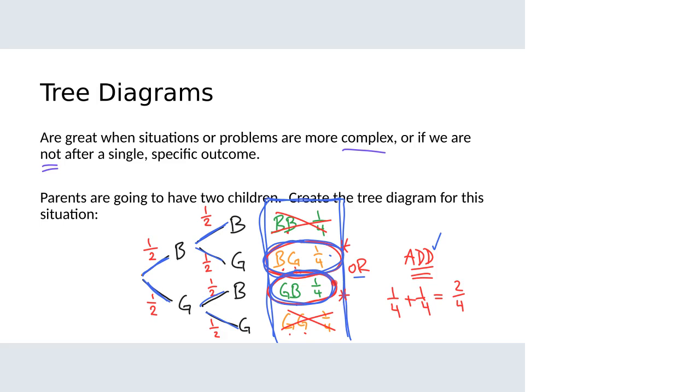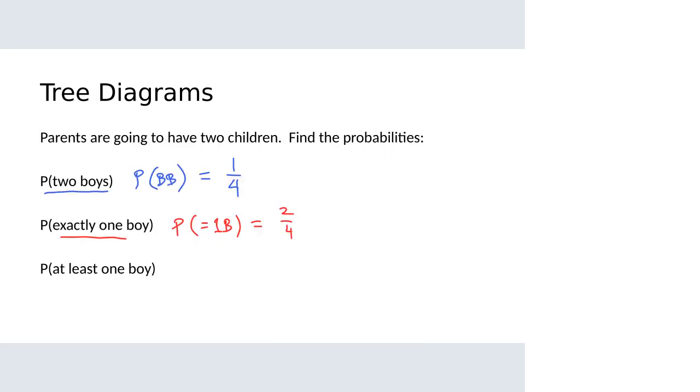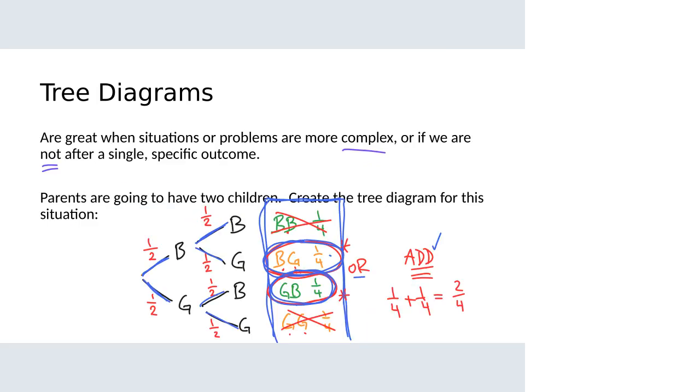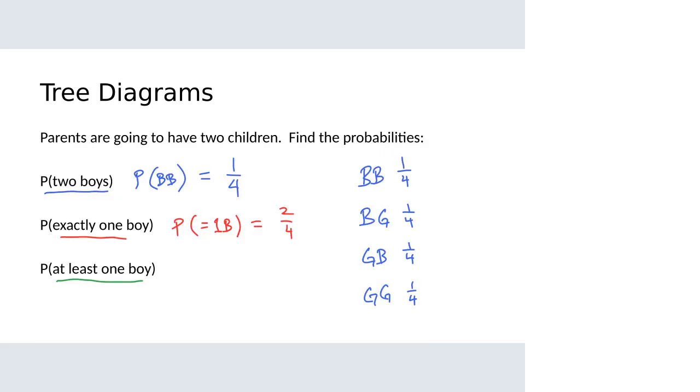Let's look at that third question that we had on the other page. And just to help us out with that, our sample space was boy, boy had a probability of 1/4. Boy, girl had a probability of 1/4. Girl, boy had a probability of 1/4. And girl, girl had a probability of 1/4. And the last question we've got here says, what's the probability of at least one boy? So I go over to my sample space, which I've just recopied. It came from our tree diagram.